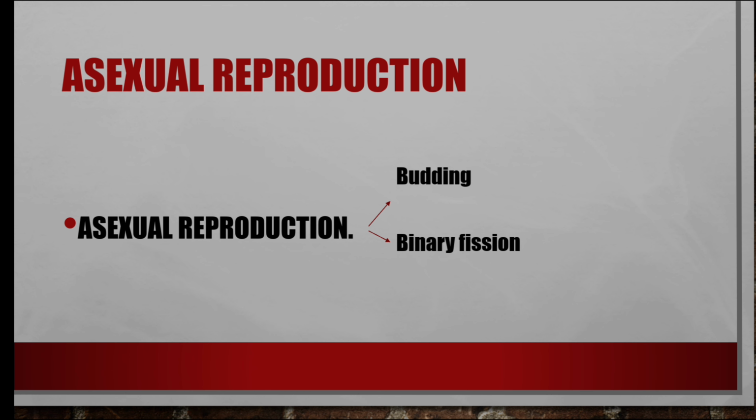In asexual reproduction, there are two types. One is budding, another one is binary fission. Binary fission is observed in amoeba. It's a protozoan. Budding is identified in hydra. Let me discuss that in detail now.